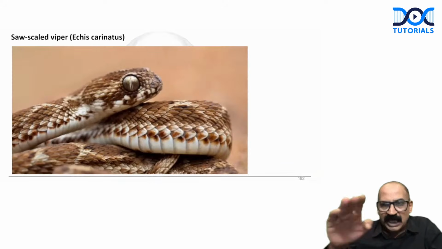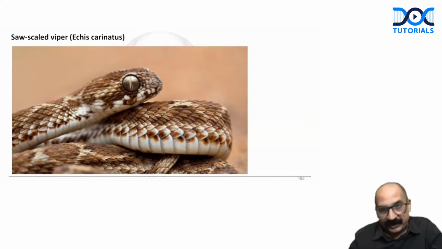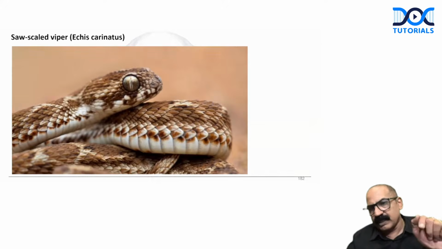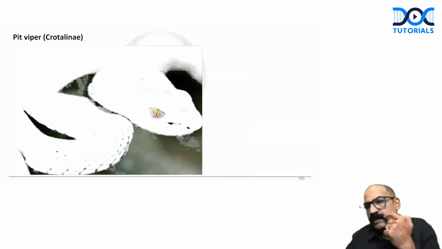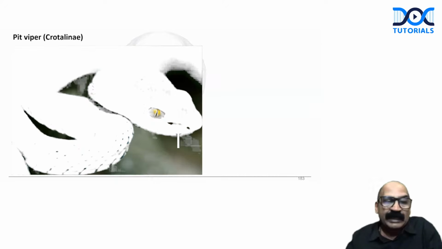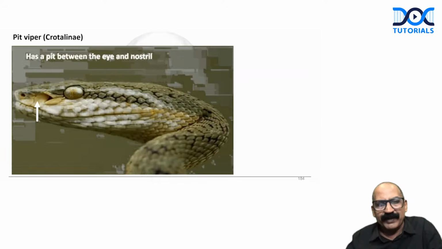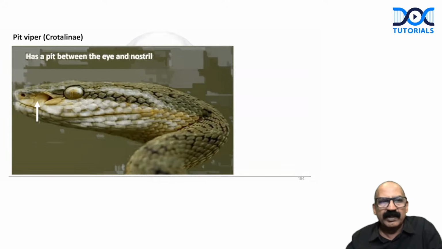Saw-scaled viper: see the junction between the dorsum and the belly. It looks like the edge of a saw. That is known as a saw-scaled viper. Pit viper: so far, they have not asked this in the exam. There is a pit between the eye and nostril. See another picture, a pit between the eye and nostril.